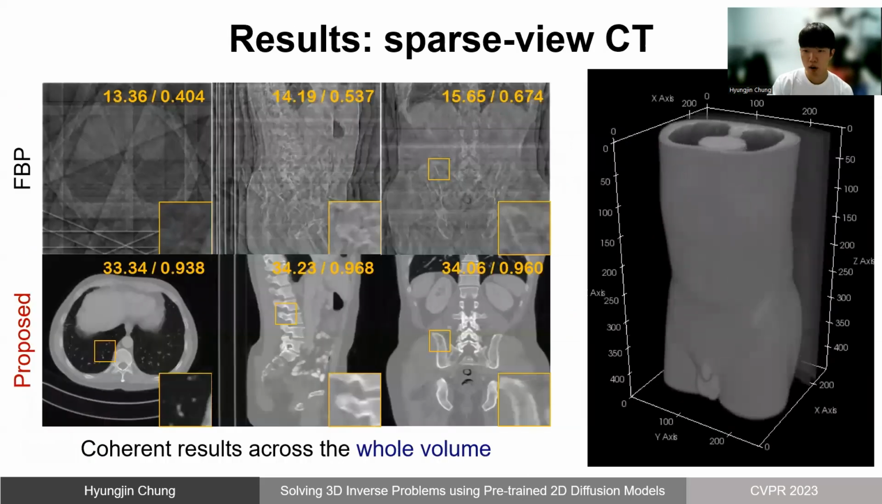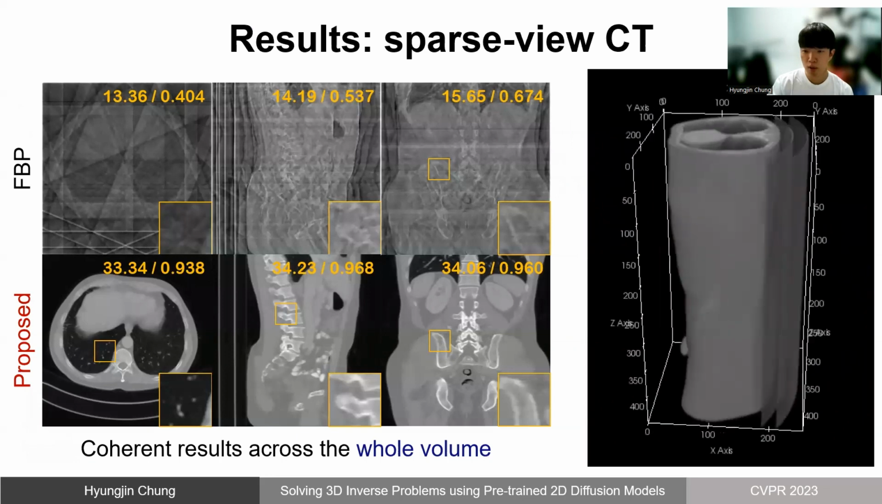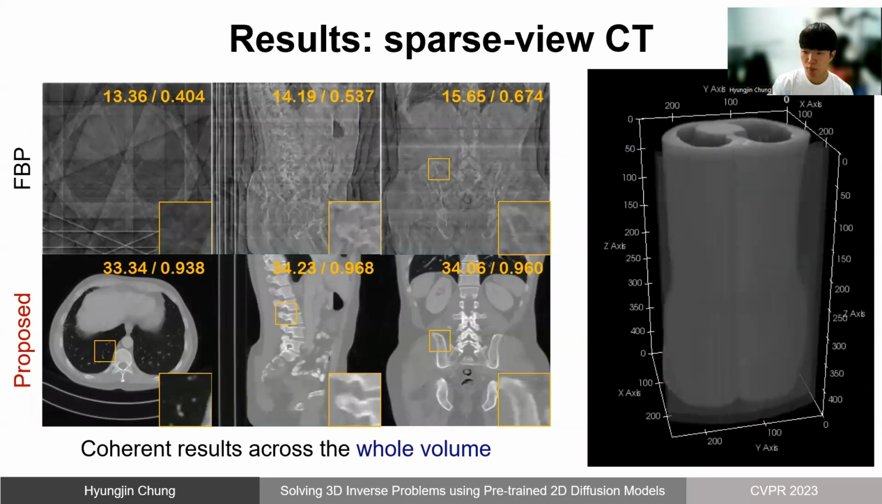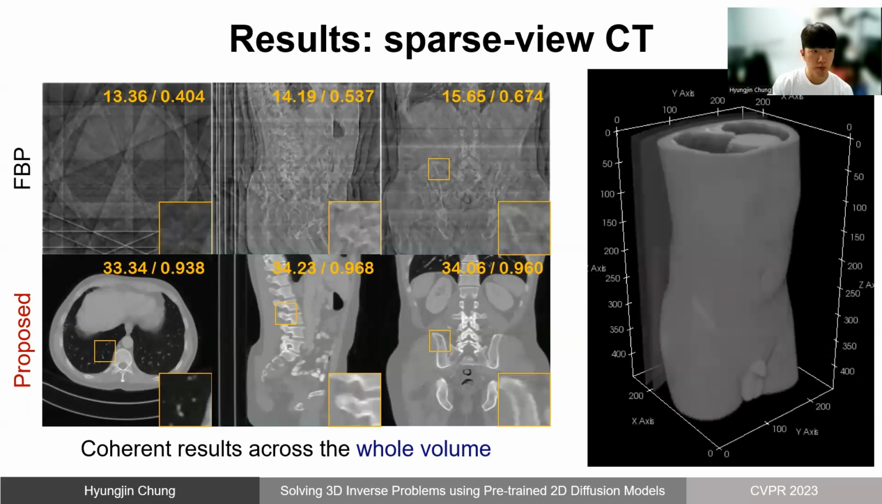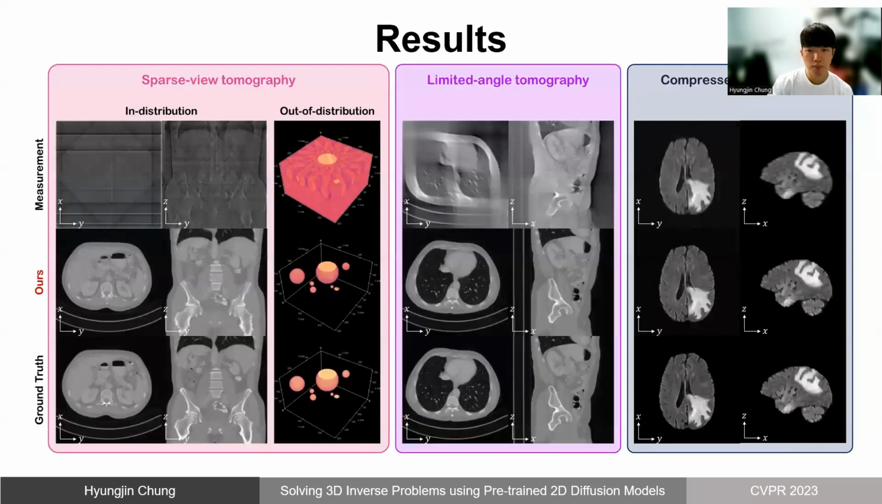Applying diffusion MBIR, our newly proposed solver, to sparse view CT with only 8 view measurements, we are able to achieve coherent reconstructions across the full volume. The same applies to limited angle tomography and compressed sensing MRI, proving the generality of our approach.